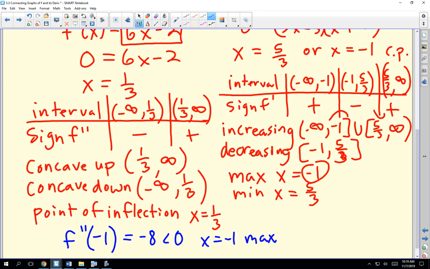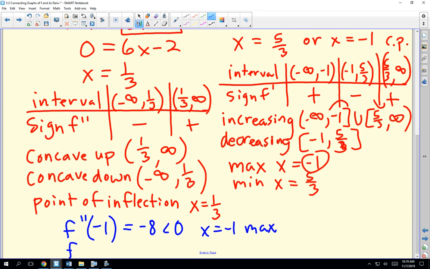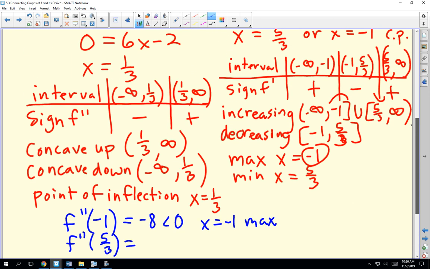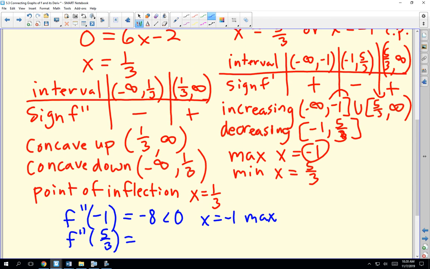And then the second derivative test for f double prime of 5/3. What does f double prime of 5/3 equal? 30 over 3 is 10. 10 minus 2 is 8. I get positive 8, which is greater than 0. So that means x equals 5/3 is a min. And so the second derivative test can be used as well.